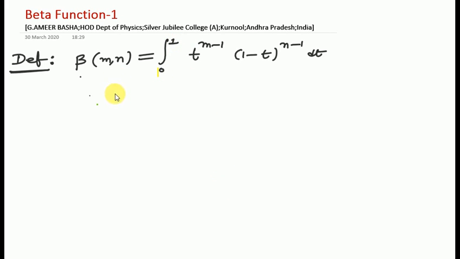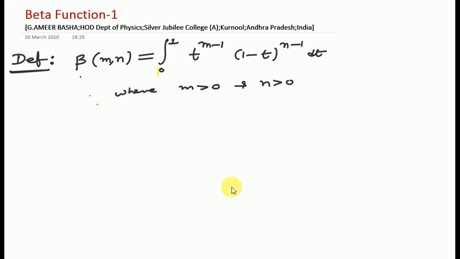Here, where m and n are integer values that are greater than 0. Positive integral values, even they can be fractions also. Greater than 0 means it can be 1, 2, 3, 4, 5 and it can be 1 by 2, 1 by 3, 1 by 4, 1 by 5, 2 by 3 like that also. So they must be positive numbers.